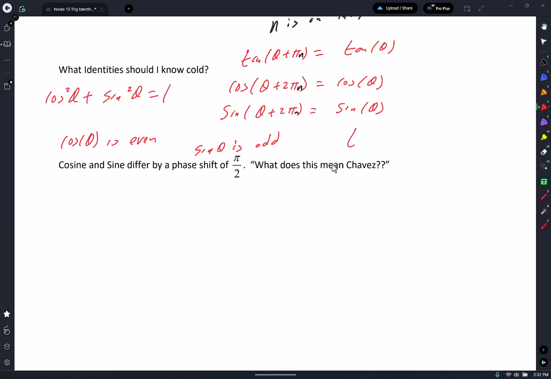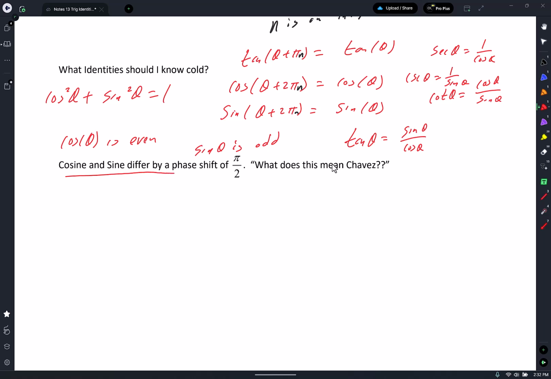What else should we know? Tan theta is equal to sine theta over cosine theta. Cotangent theta is equal to cosine theta over sine theta. Secant theta is equal to 1 over cosine. And cosecant theta is equal to 1 over sine. All that we should know cold. All right, guys, I tried to fit it in there. We're still okay? Okay.